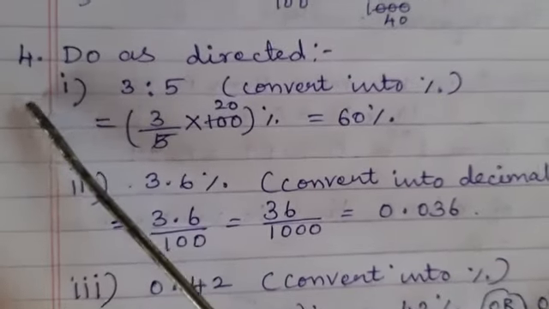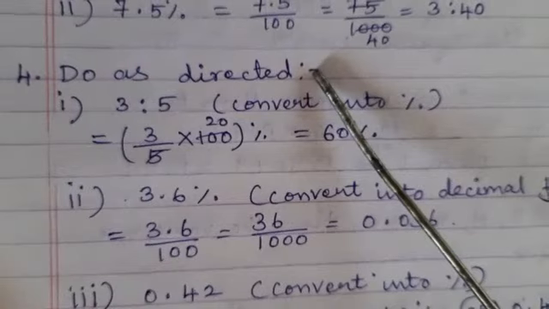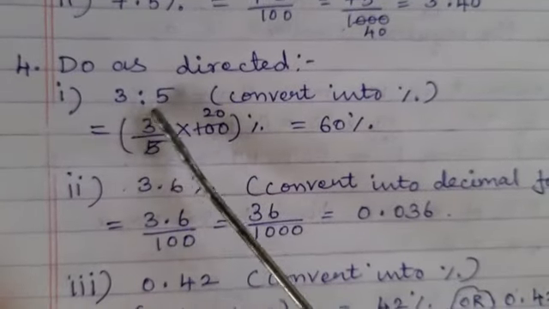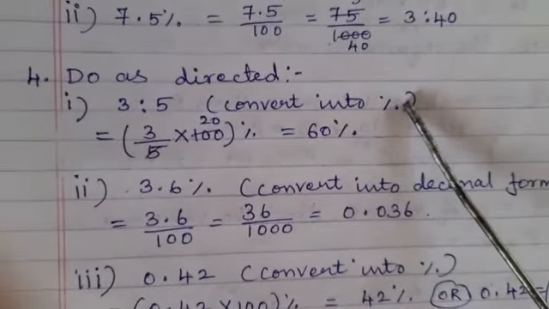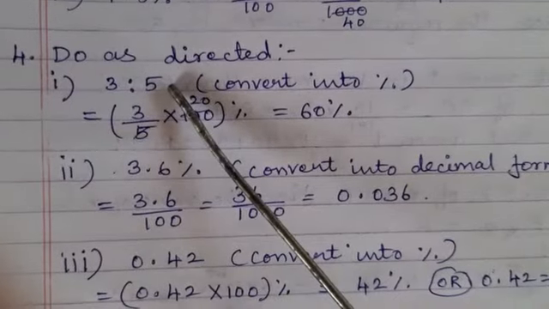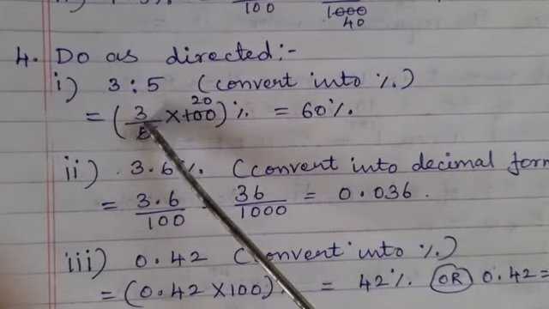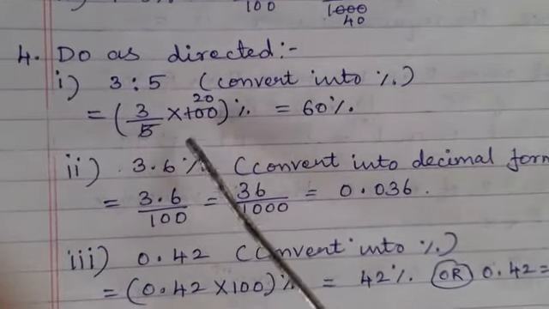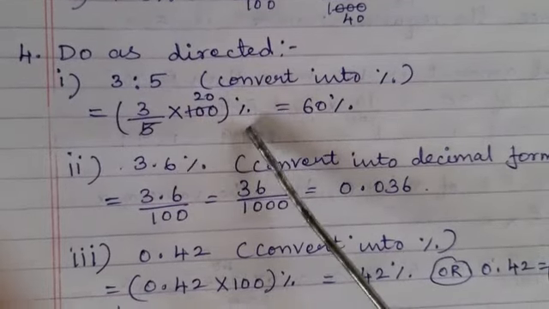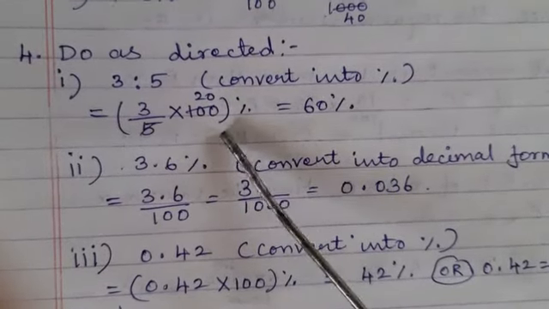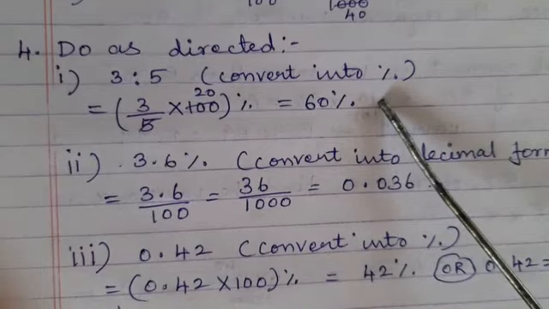Now question number 4, do as directed. Number 1, 3:5, convert into percent. So for the ratio, we will write it as a fraction, 3 by 5. Convert into percent, that means multiply by 100 percent, the sign is there, then simplify it, you will get 60 percent.